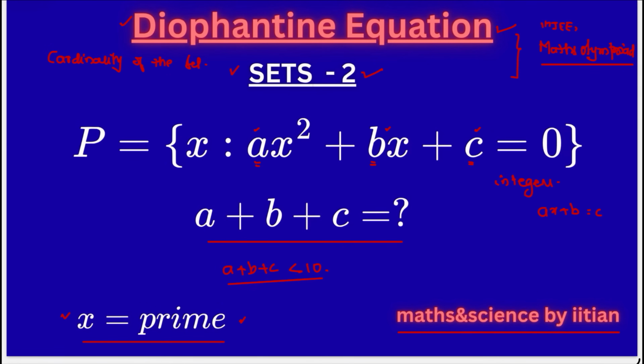So set theory is coupled with number theory, and it's a combined question of set theory, set algebra, and also number theory, and we have to find out the a, b, c values such that ax square plus bx plus c is equal to 0 forms a quadratic Diophantine equation. That is the meaning of this question. It's a very good question. Pay attention to it. We will solve it now.